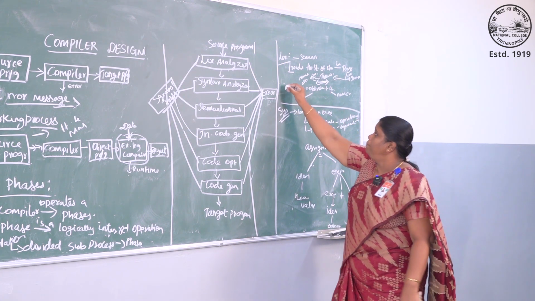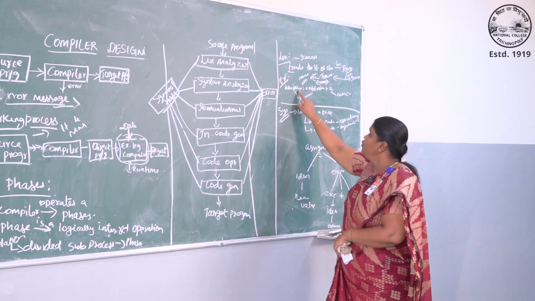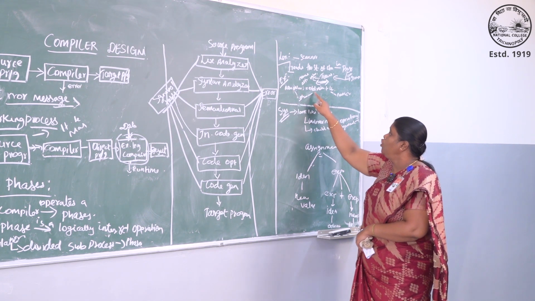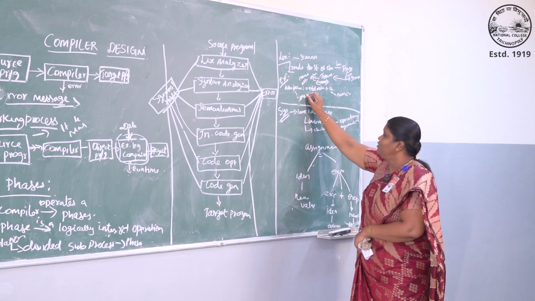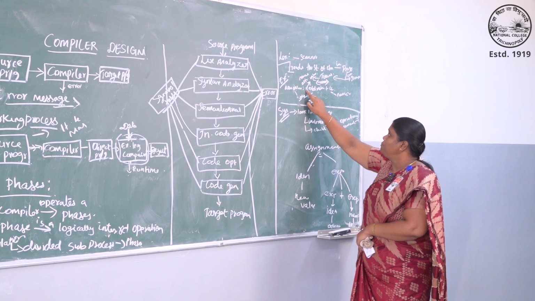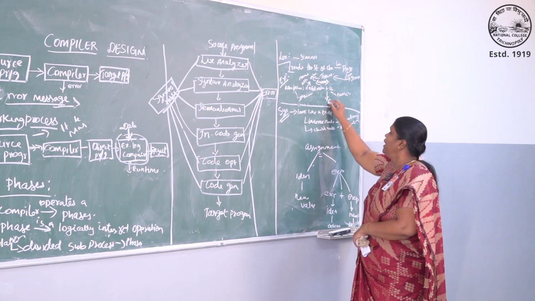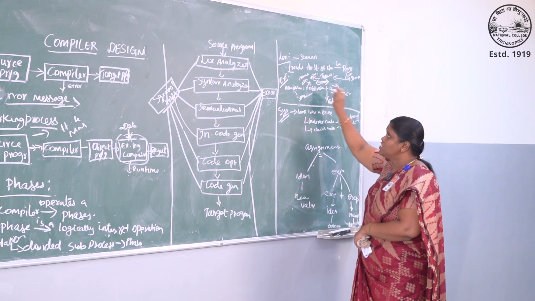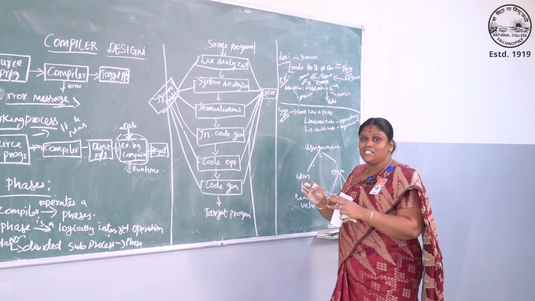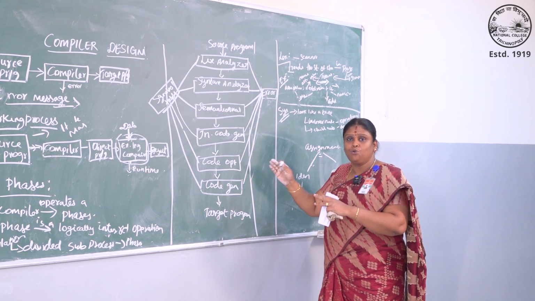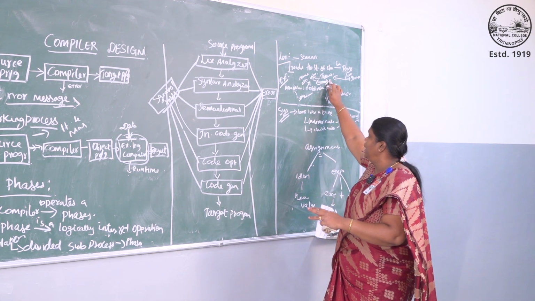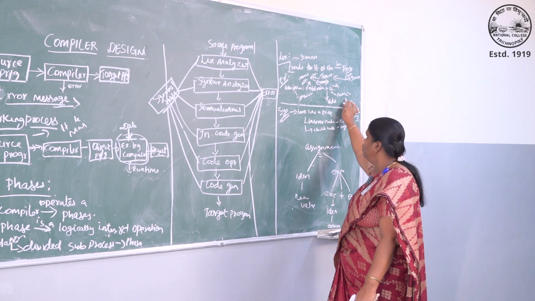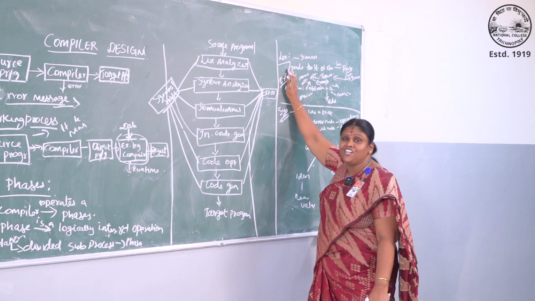For example, which one is your token? New value assign old value plus 12. Here new value and old value are identifiers. This one is an assignment operator. This one is an add operator. And 12 is a numerical value. In this phase, the source is separated character by character, and each group of characters is called a token. These are the tokens: identifiers, assignment operator, add operator, numerical value. This is the first phase.